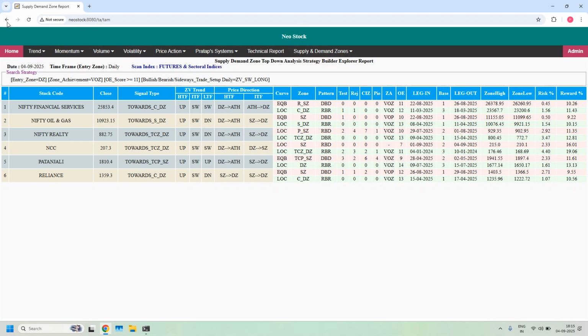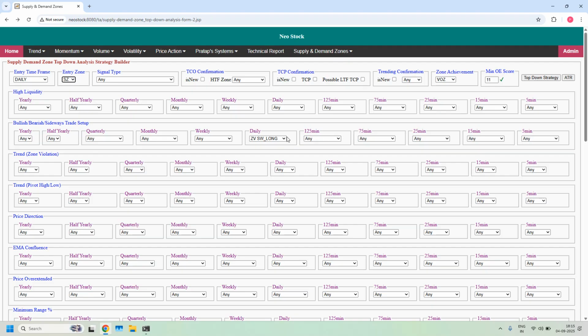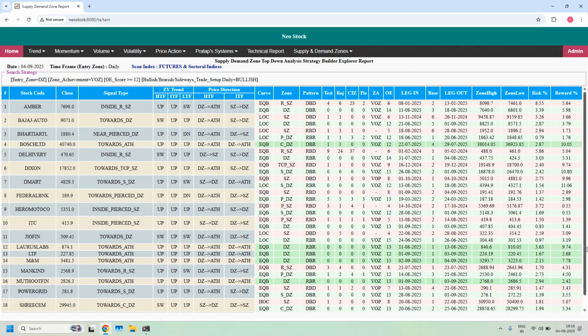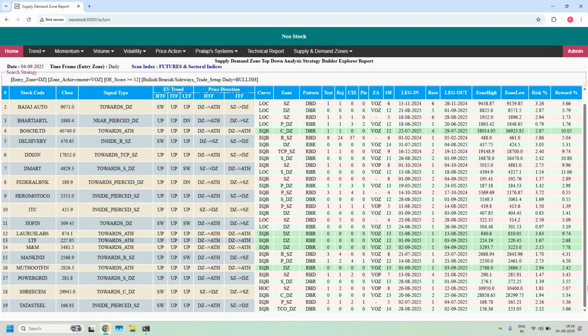Next, sideways short trade setup for monthly income trade, daily supply zone and sideways short. We don't have any stocks. Next, bullish trade setup for monthly income trade, entry time frame daily demand zone, bullish, minimum odd enhancer score 12. We got 19 stocks. So first 18 stocks supporting bullish trade setup for monthly income trade, entry time frame zones are daily demand zones. Scrolling the list down, total 19 stocks are filtered.